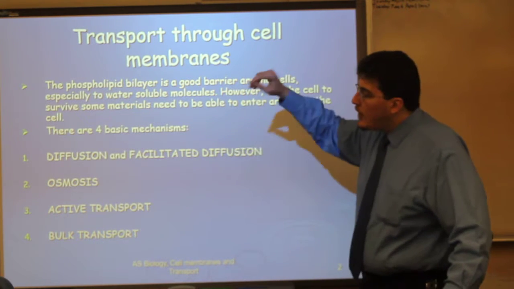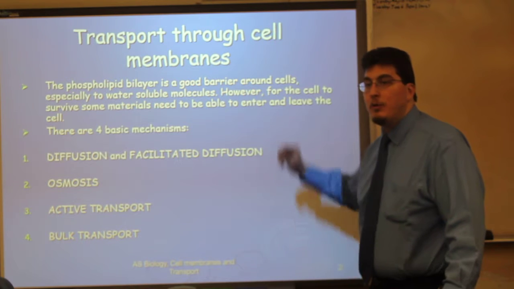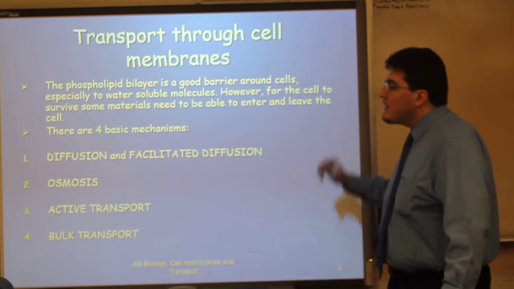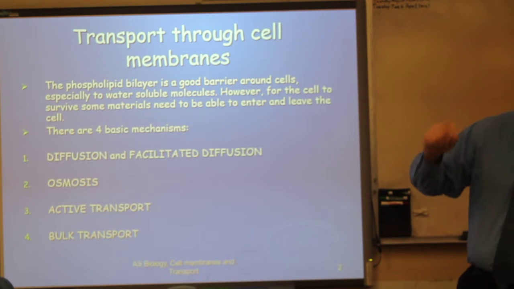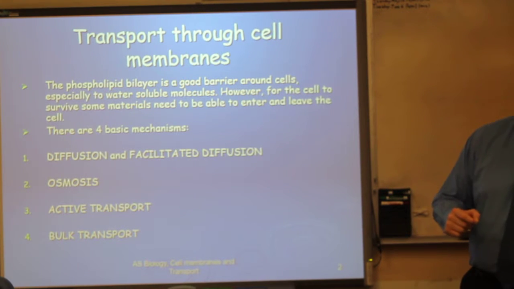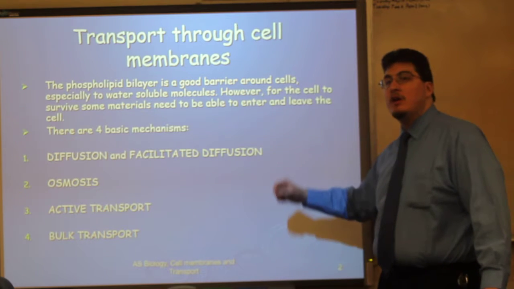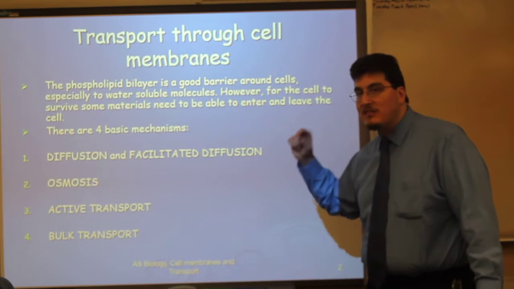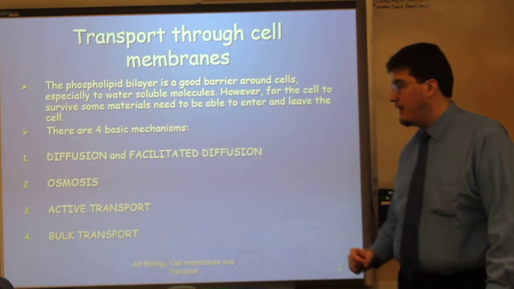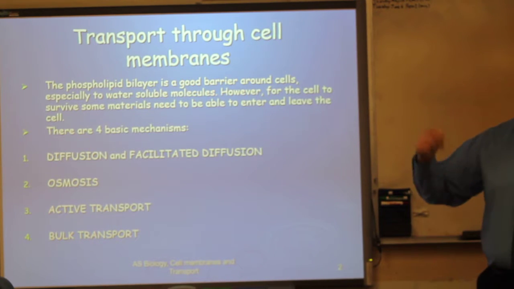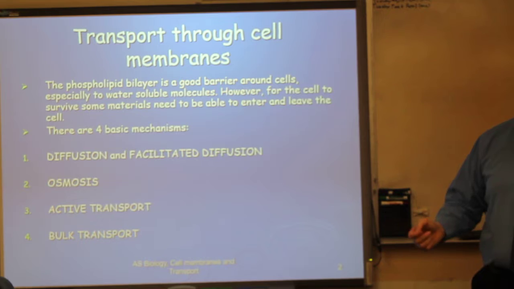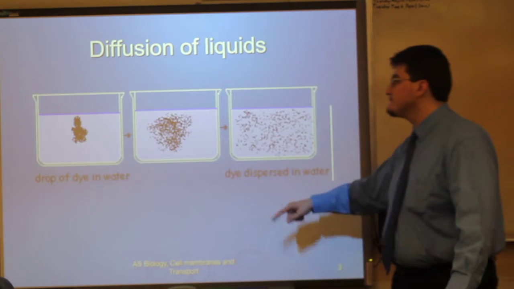The first 2 will not require energy. They will be passive processes. Types 3 and 4 will be active processes. They will require energy on behalf of the cell. Active transport usually requires direct spending of ATP. Bulk transport usually requires movement of the cytoskeleton and a whole bunch of other stuff to happen.